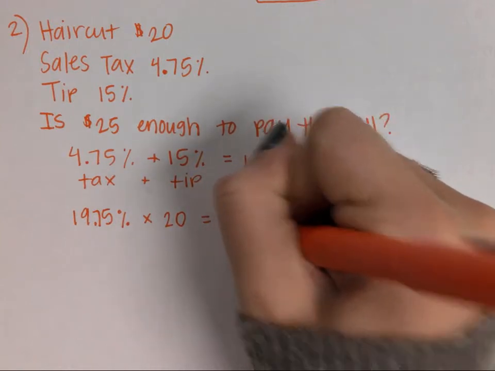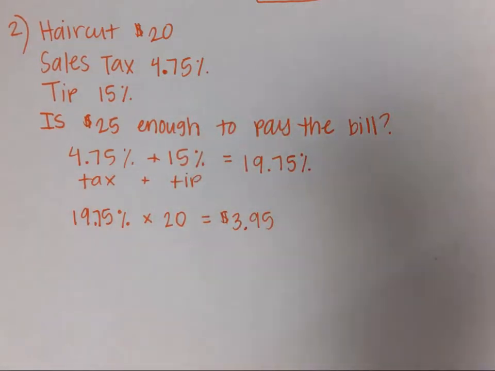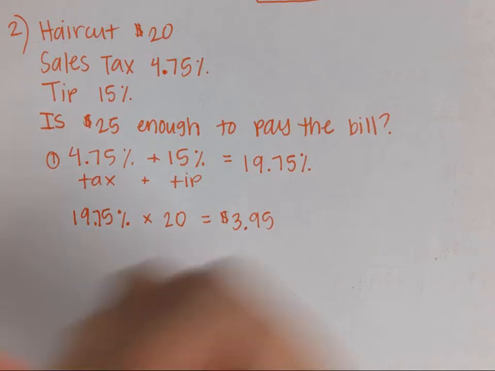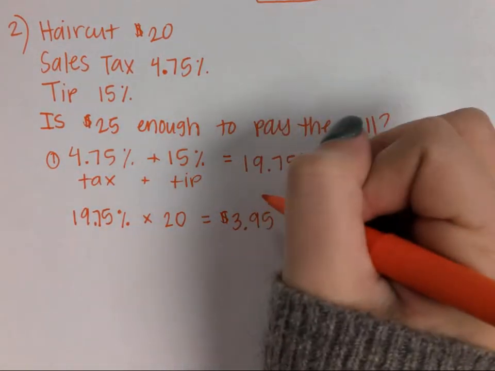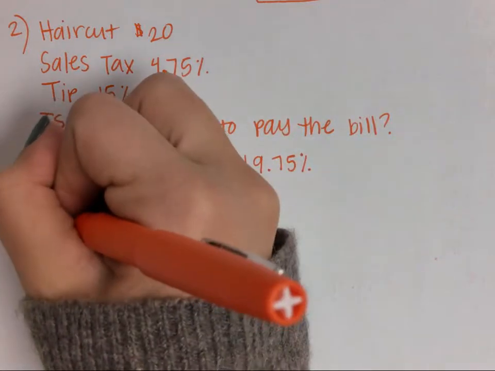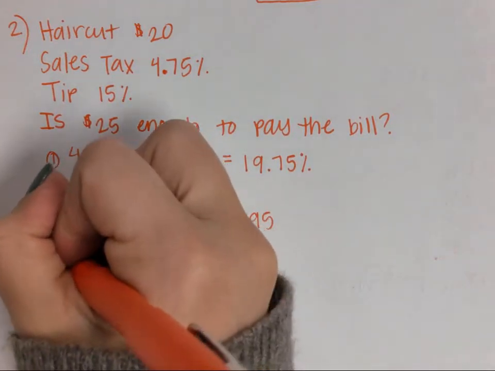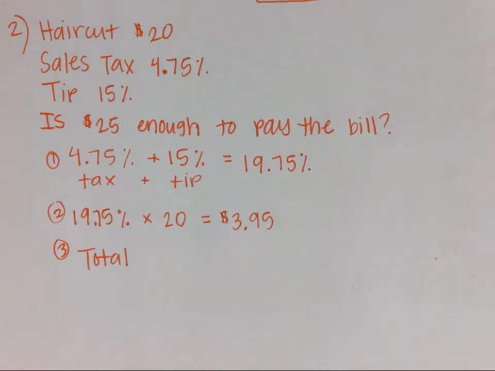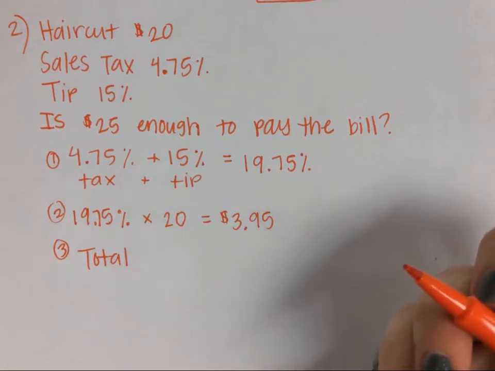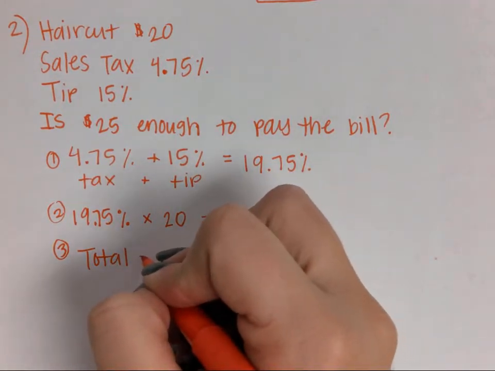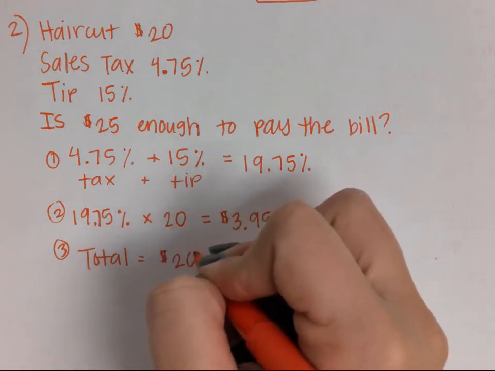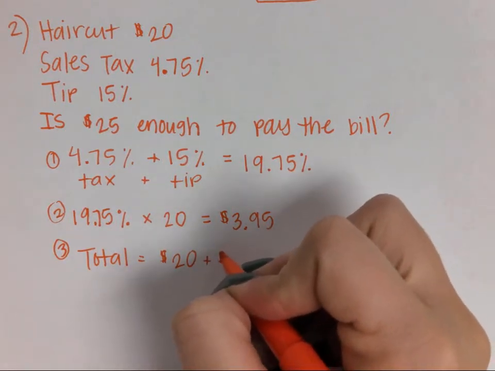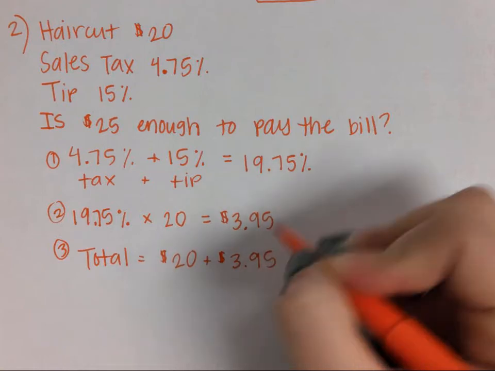So the first thing I did was I added up my percentages, my tax and my tip, to find a total percent of what I need to take of that haircut cost. Okay. So now, in order to find my total, how much I'm paying, what am I doing? Add what? 20 and what? 3.95. The tip and the tax, which is what I just found here.